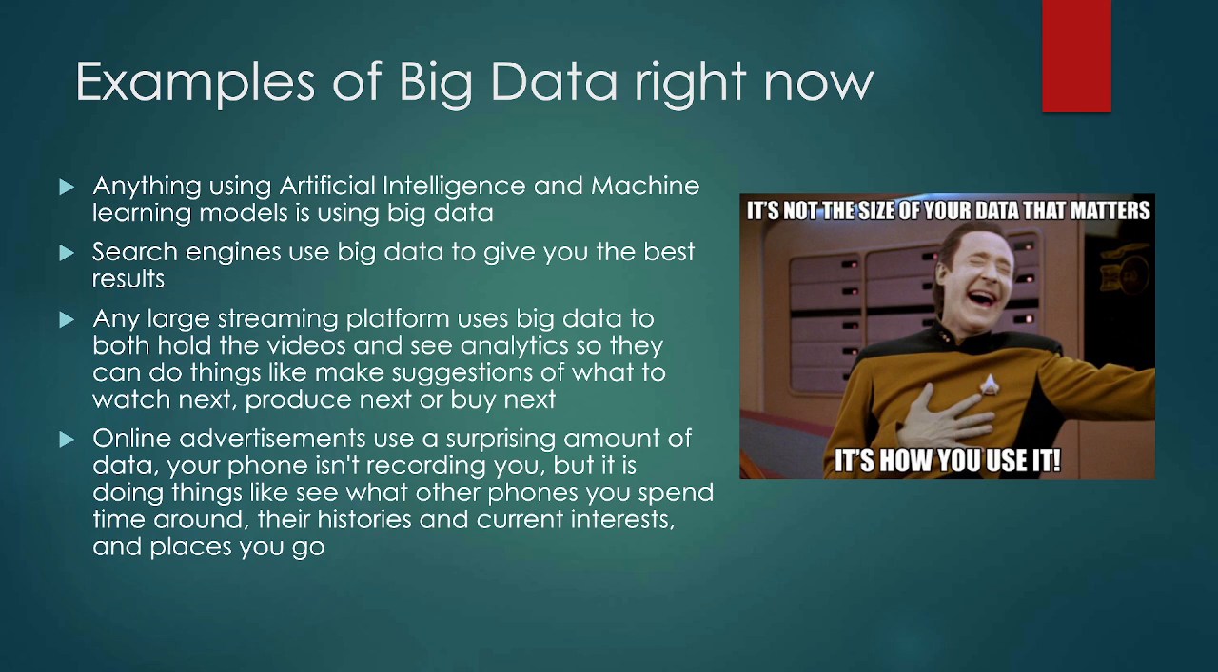Some examples of big data right now. Anything using artificial intelligence and machine learning is using big data. Search engines use big data to give you the best results. Note here, a lot of search engines have been trying to incorporate more artificial intelligence into the search, which you may or may not enjoy, but that is also using even more big data.